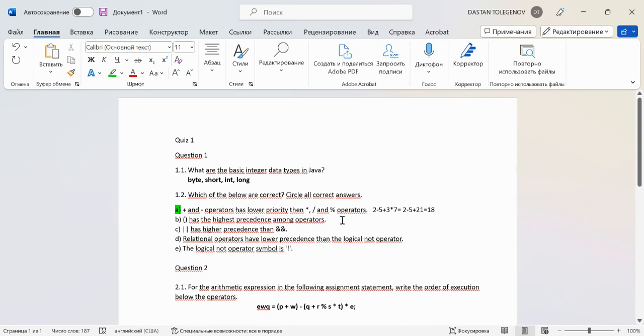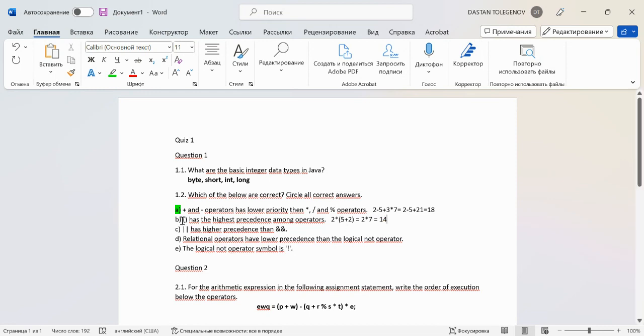Brackets have the highest precedence among operators. Actually, let's see one example: 2 times, in brackets, 5 plus 2. We cannot make the first action the multiplication in here. We have to look at the inside of the brackets. That is 2 times 7, which equals 14.